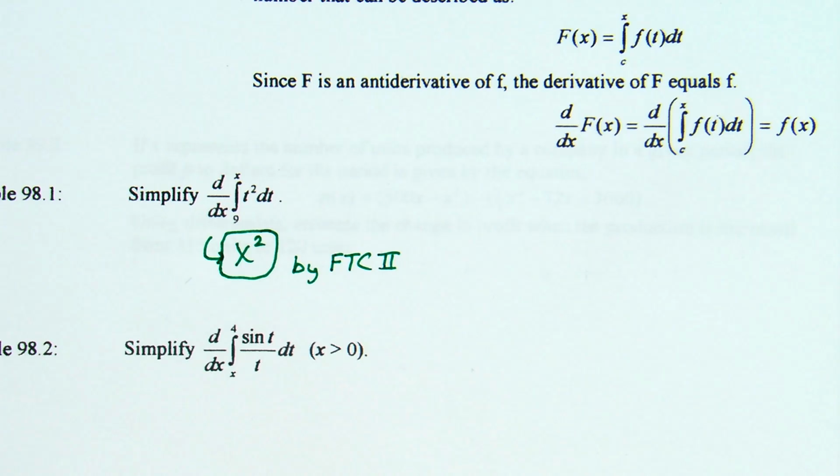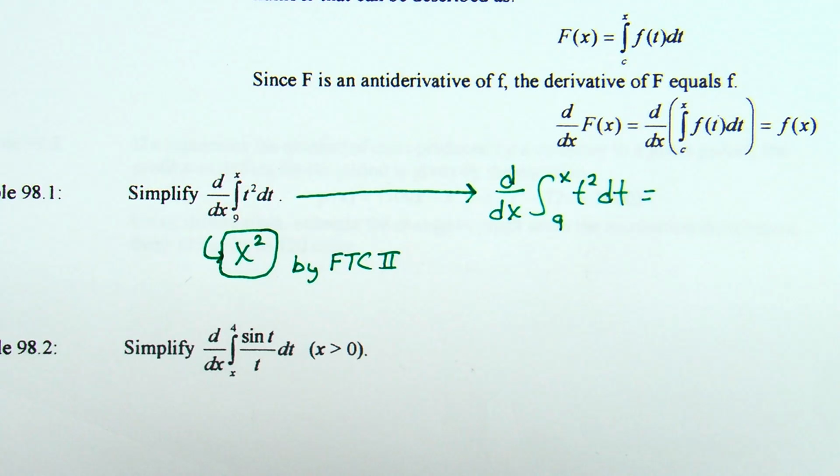Okay. The integral from 9 to x of t squared dt is equal to 1/3 t cubed evaluated from 9 to x, which is equal to 1/3 x cubed minus 243, right? Except what were we supposed to do with all of this? Take the derivative. So now, take the derivative of all that work we just did. So the derivative of 1/3 x cubed minus 243.